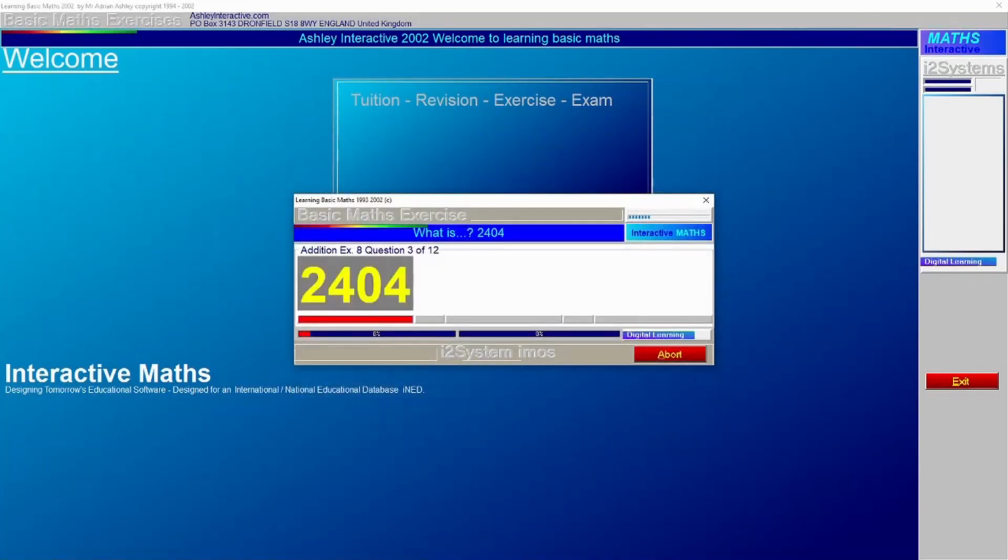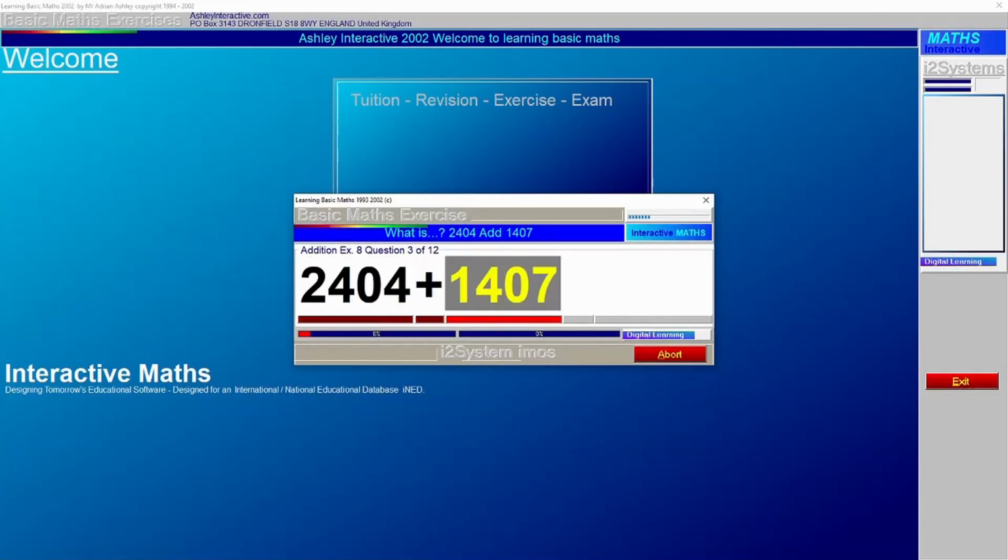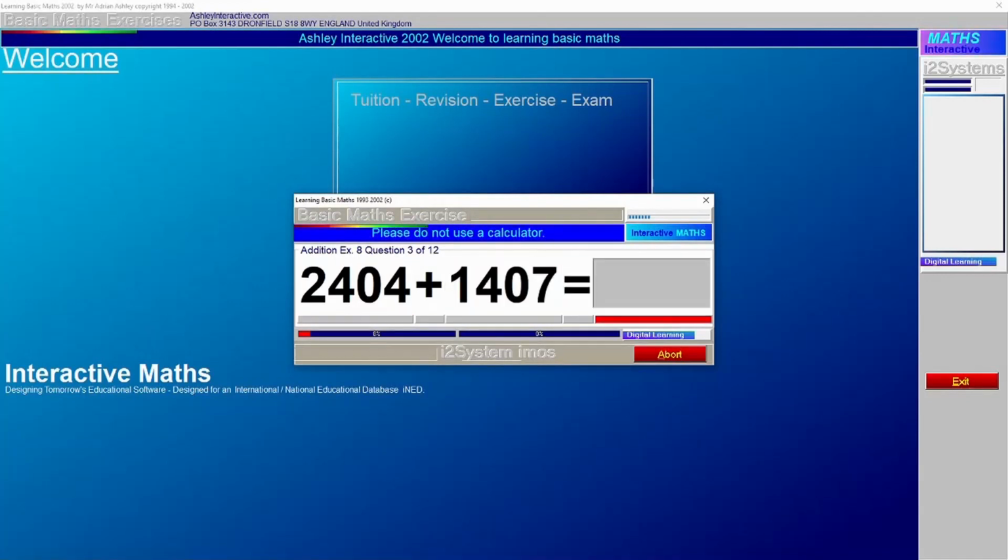What is 2,404 add 1,407 equal to? That is the correct answer.